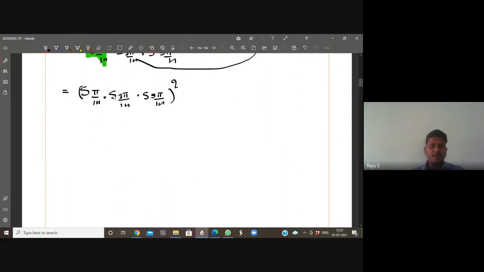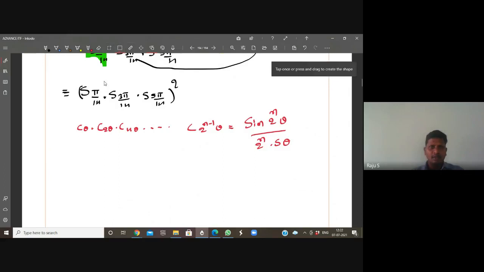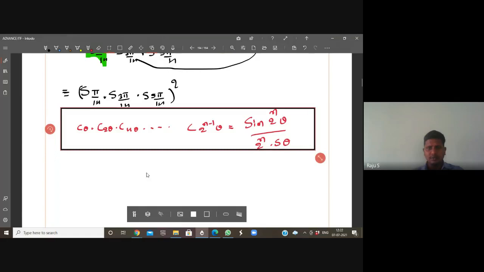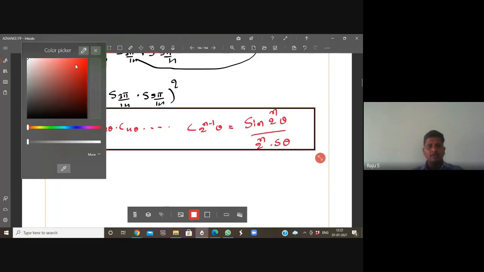Is there any formula in terms of sine? No, there is no formula, but there is a formula in terms of cos. Cos, what is the formula there? Yesterday we have seen that cos theta, cos 2 theta, cos 4 theta, and so on. Cos theta into cos 2 theta into cos 2 power n minus 1 theta is equal to sine 2 power n theta by 2 power n into sine theta. Do you remember this? We used this formula also in one or two questions. Okay, so there is a formula.